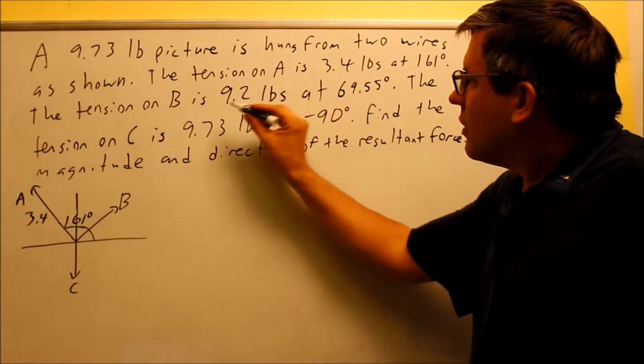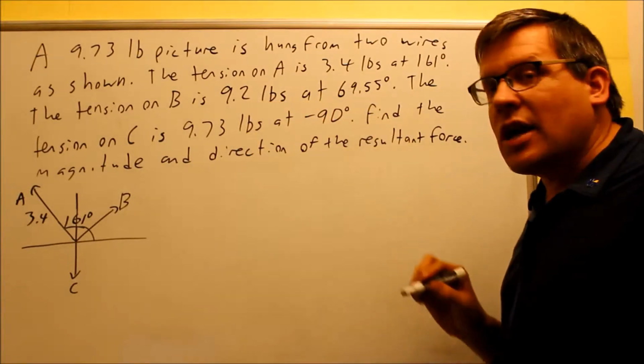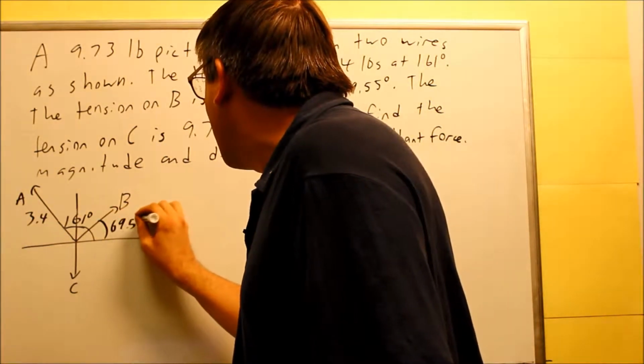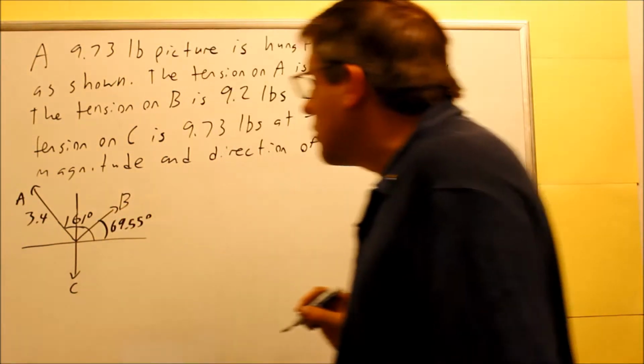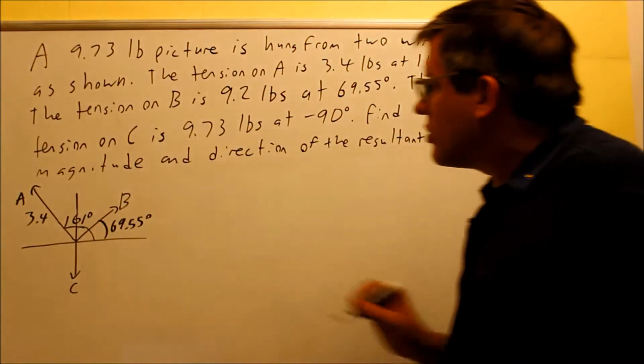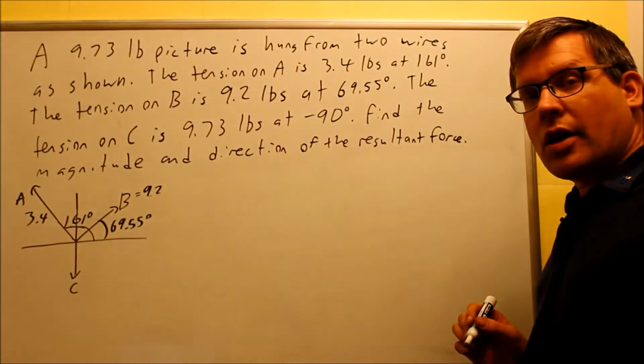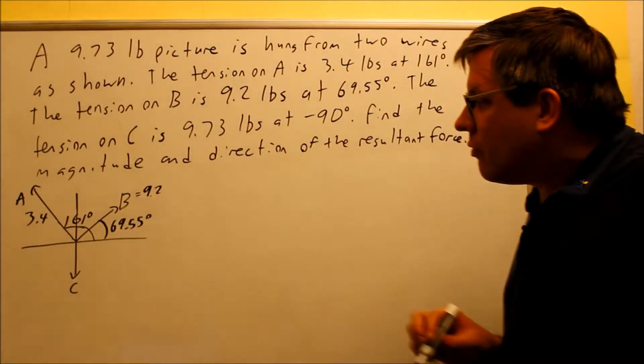Now for B, the tension is 9.2 pounds, but it's at 69.55 degrees. That's the angle on that one. And the tension on that one is 9.2 pounds. I'm just going to go ahead and put equals 9.2 for the magnitude on B.